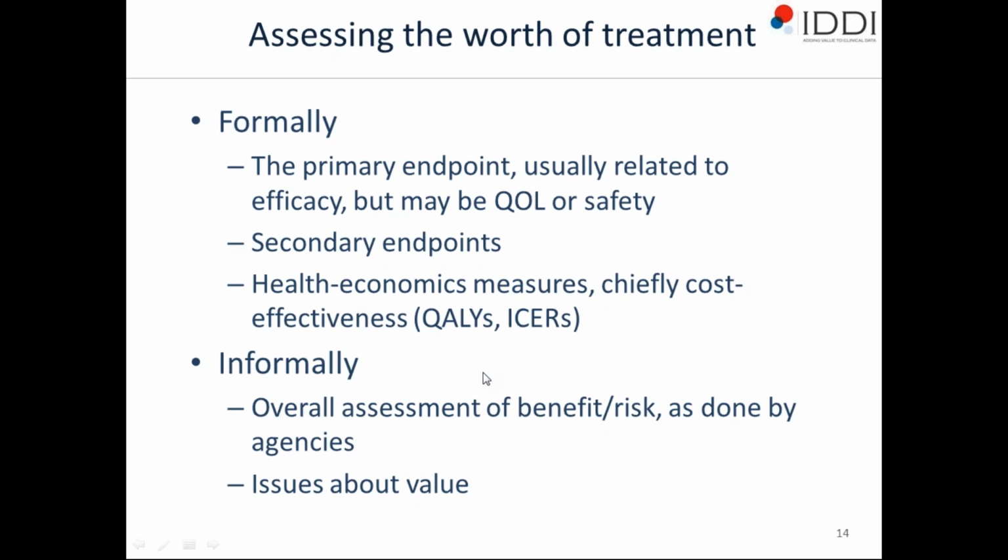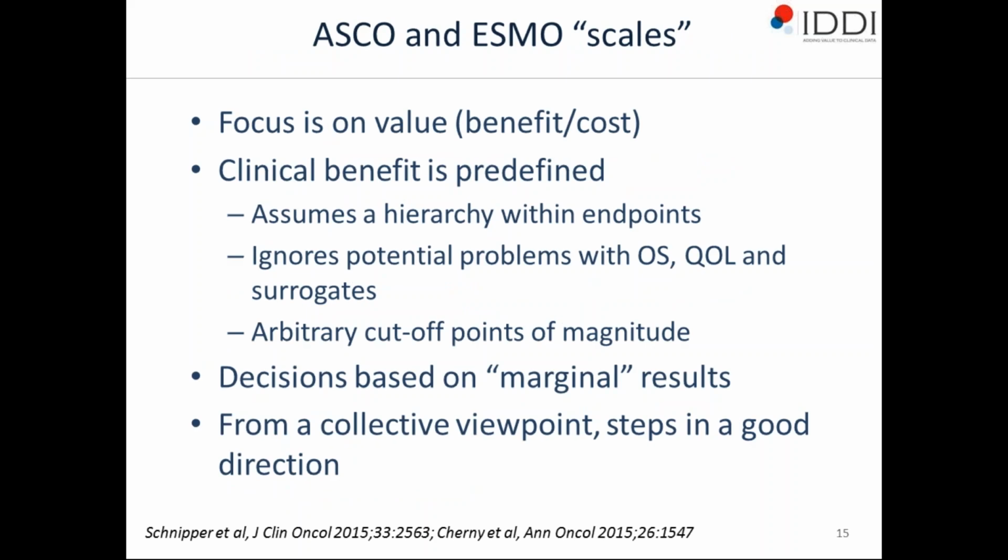And the reason I call this informal is that there are no ways to formally integrate the assessment of benefits and risks in the same metric, so to speak. And more, the assessment is done with issues about value in mind. And this is becoming, of course, problematic in many fields in oncology due to the price of many of the newer drugs. And this is particularly important in oncology.